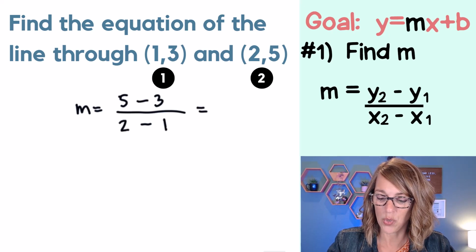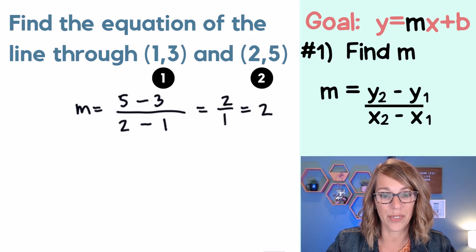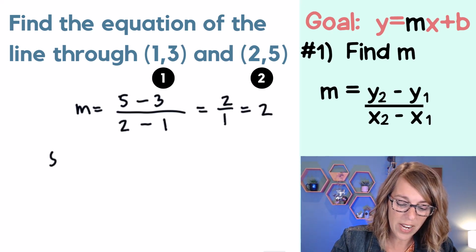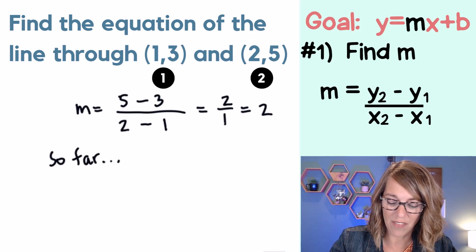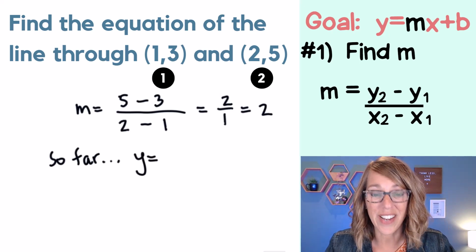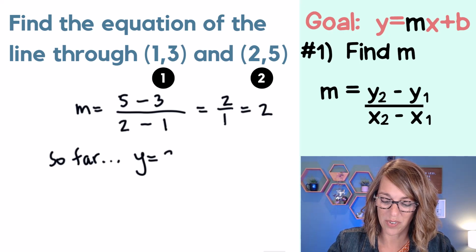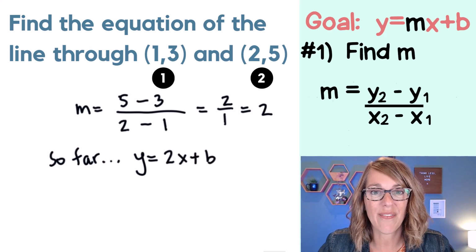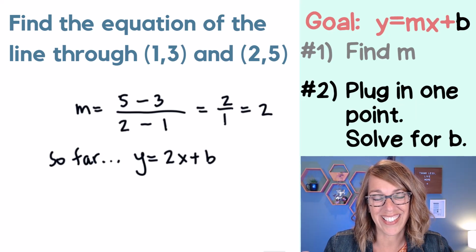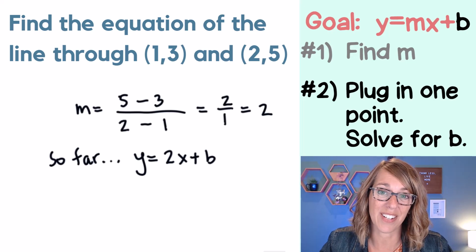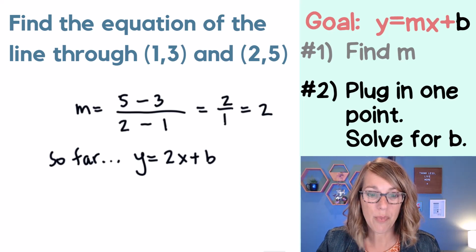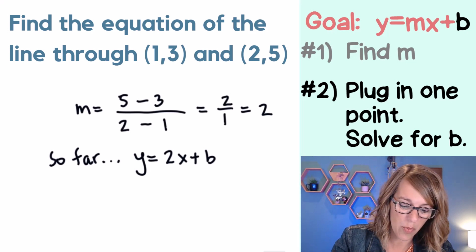This is going to give me a 2 in the numerator and a 1 in the denominator, so m is equal to 2. This gives me the equation of my line so far. So far, I have y is equal to, I know m is equal to 2, 2x plus b. That means that I need to find b next. And to do that, I'm going to plug in values for y and for x. You can choose either point. I'm going to go ahead and choose the point (1, 3).